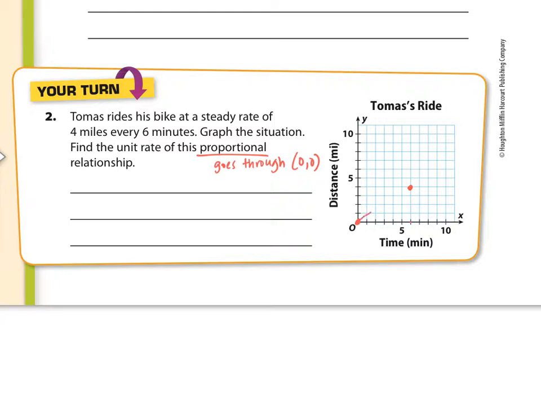And here's my graph. Okay, it's not a graph unless you actually connect this and make a line. So I have the point (0, 0) and (6, 4). So I'm done with the graph. Now let's find the unit rate.